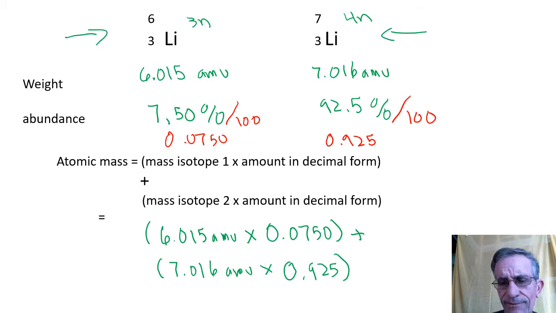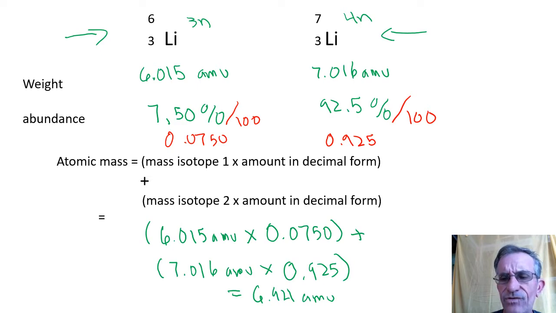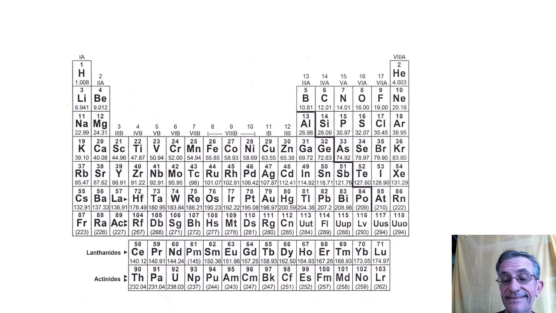If you're doing it correctly, and I would highly suggest you try it out just to make sure you could do this, you should be getting 6.94 AMU. 6.94 AMU is what you should come up with. All right, with that, let's check to see if that seems right. Okay, so does that seem right?